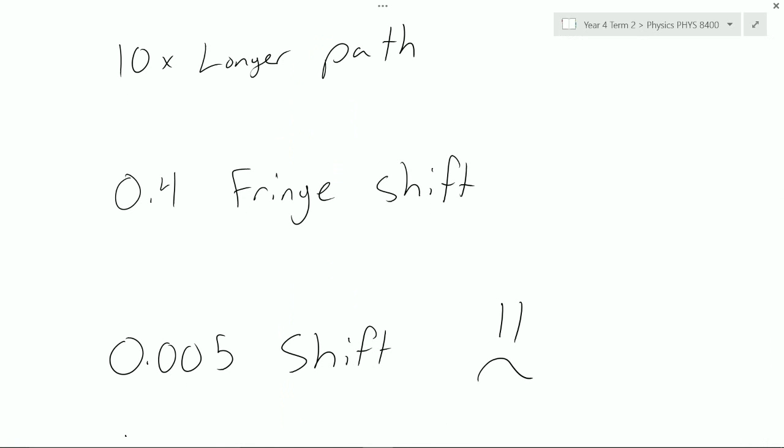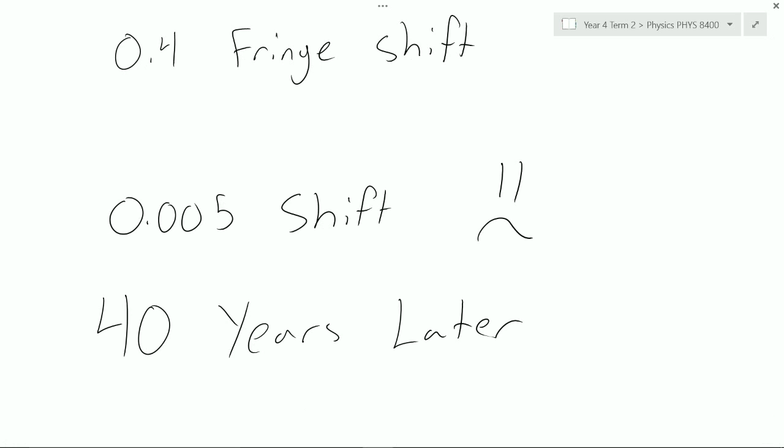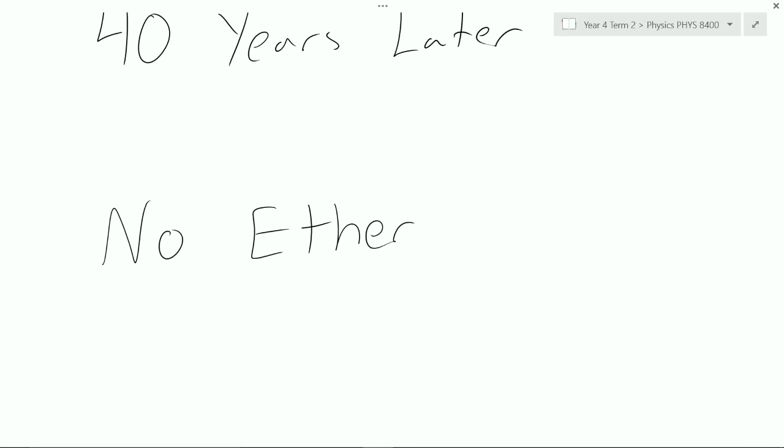So this again proved the negative result. Well, this still wasn't good enough. So over the next 40 years, this experiment was conducted with even greater precision. But still, looks like there's just no ether.